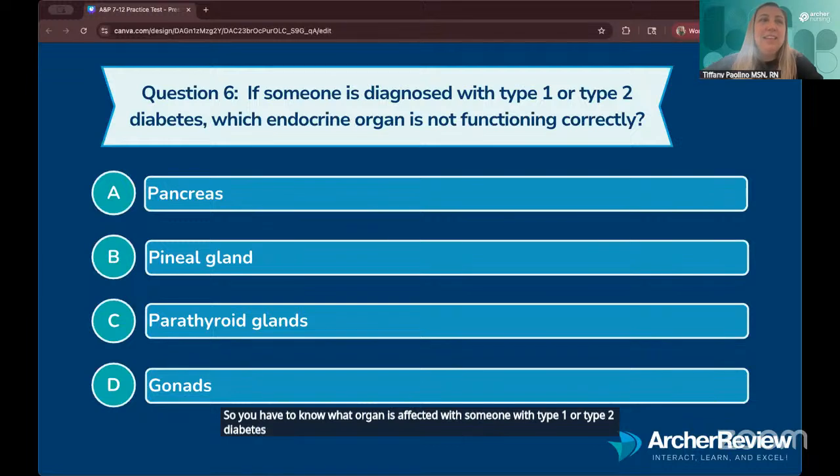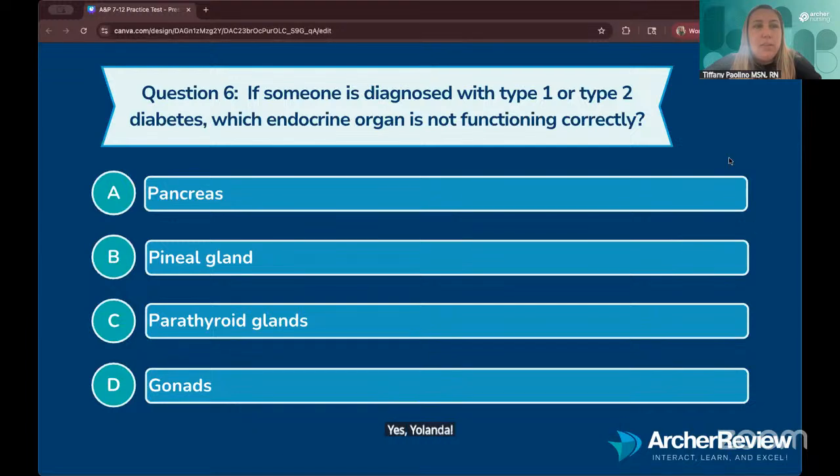Yes, Eileen, you are correct. Exclamation point. I like that. Yes, Yolanda over on Facebook. Yes, absolutely. You guys got this.